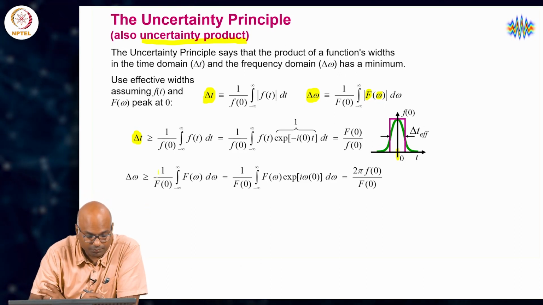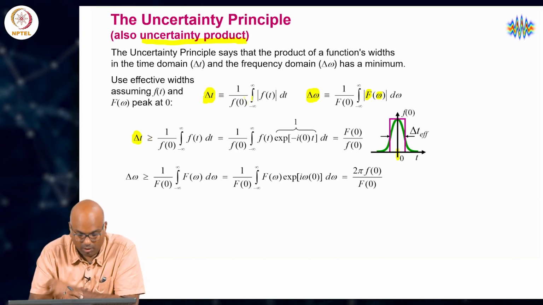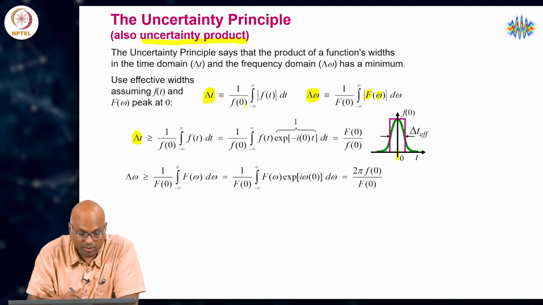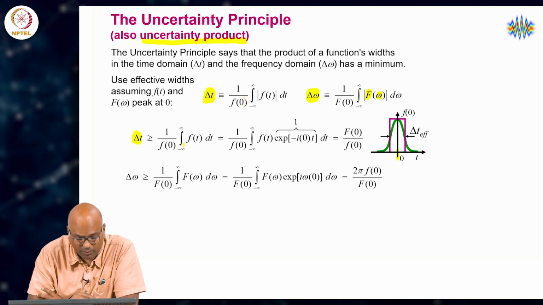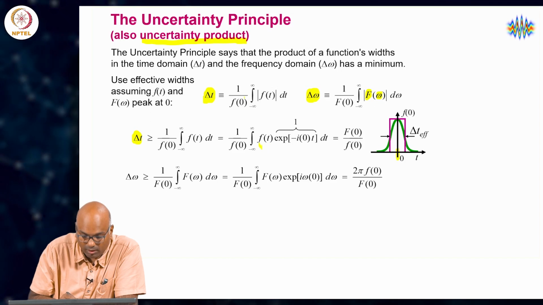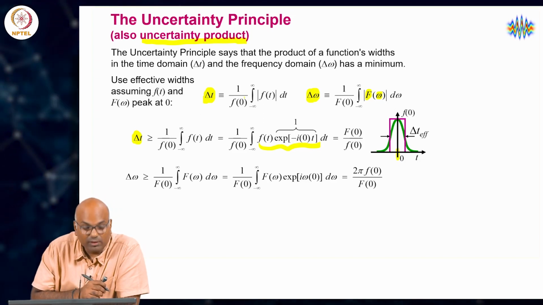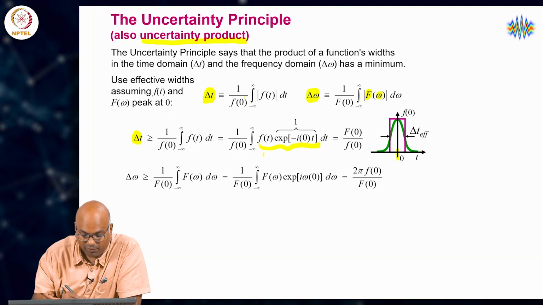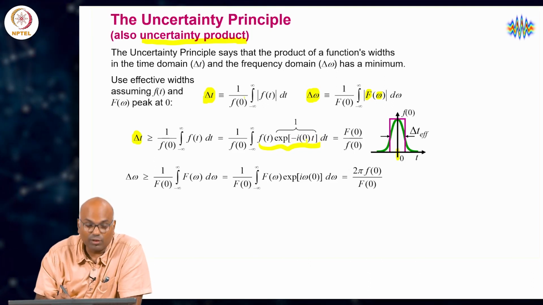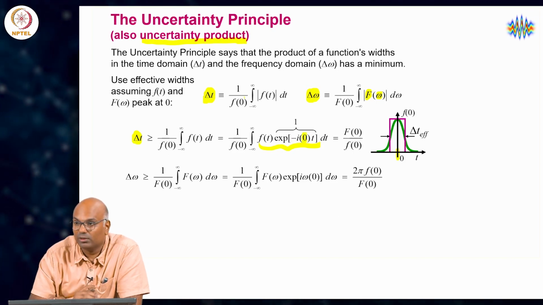Is as follows. The effective width in the time domain, which was normalized to the maximum value that the function attains, which is f of 0, is defined as follows. Now, essentially, compute this integral, which is f of t exponent of minus i omega_0 times t, where instead of omega I take a particular frequency 0 and compute this integral.